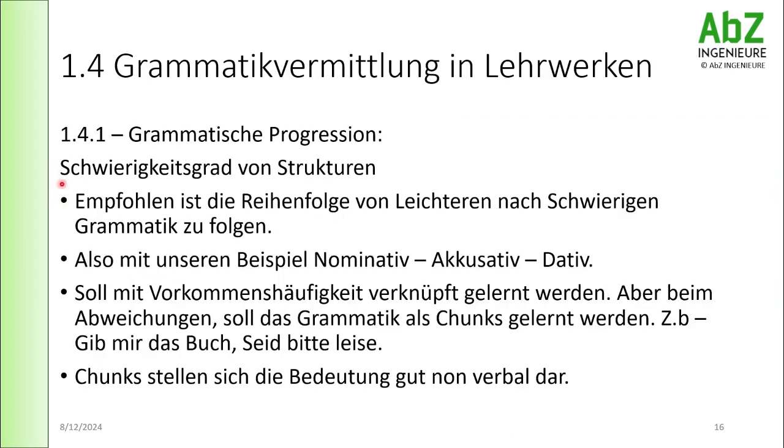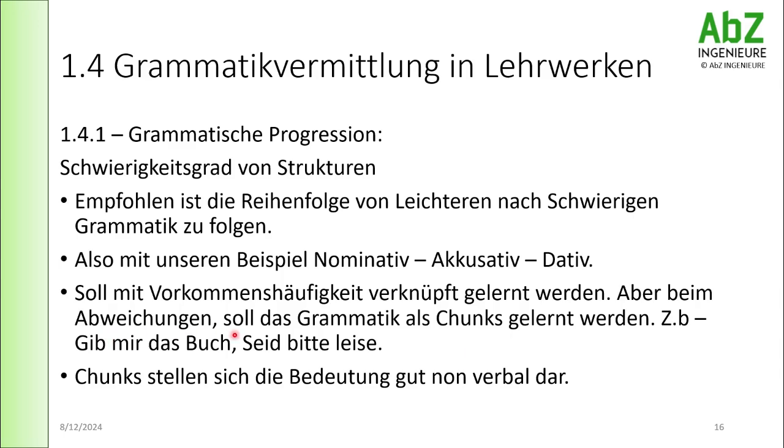Now let's go to the Schwierigkeitsgrad von Strukturen. Here the recommended Reihenfolge, order, is from easiest towards the hardest. Now with our example, nominative, accusative and dative, you must couple it with the Vorkommenshäufigkeit. So in our case we will use nominative first and then accusative next and then finally dative. This is the way in which you use the Schwierigkeitsgrad to teach the grammatical structures.